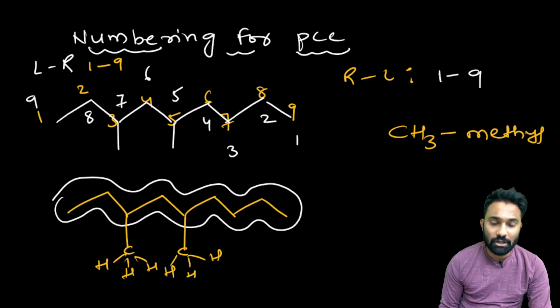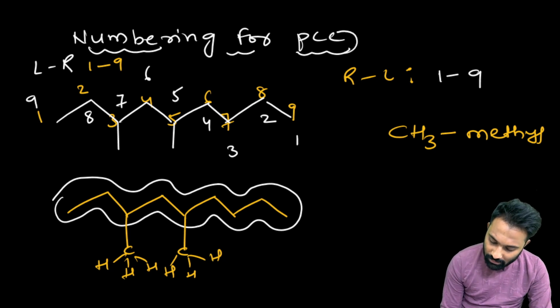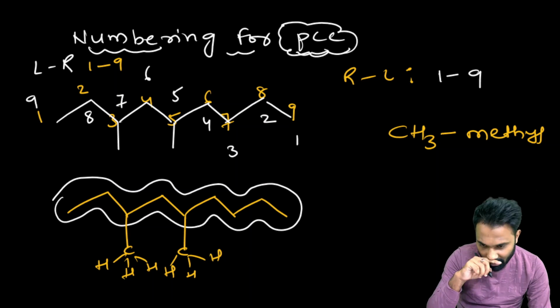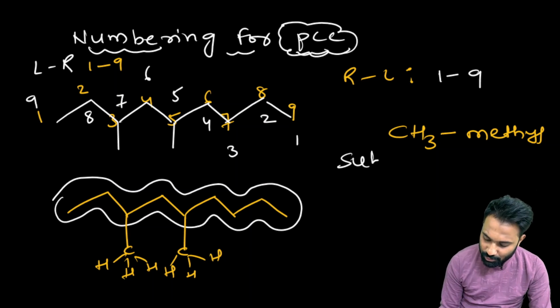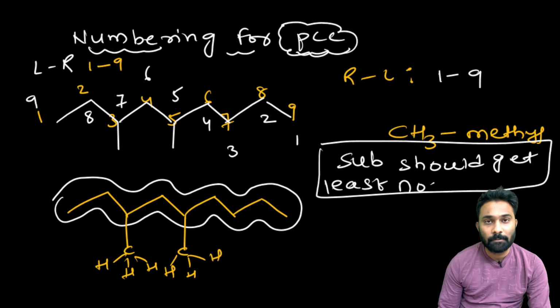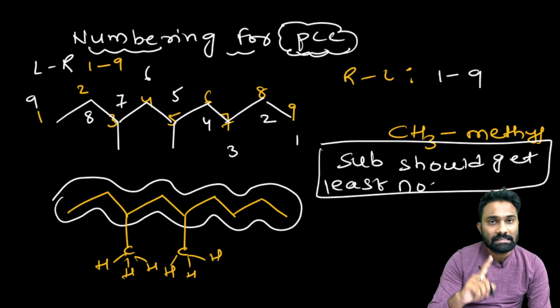So according to the IUPAC, when you are numbering the parent carbon chain, the first point you have to remember is that substituent or branching should get the least number. Branching should get the least number. This is the first point you have to remember. Whenever after identifying the longest carbon chain, the second point you have to remember is that if the branching is present, branching should get the least number.